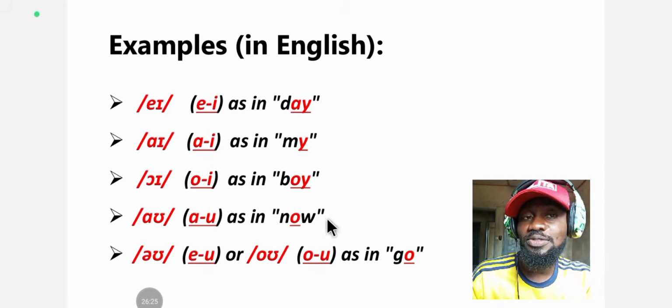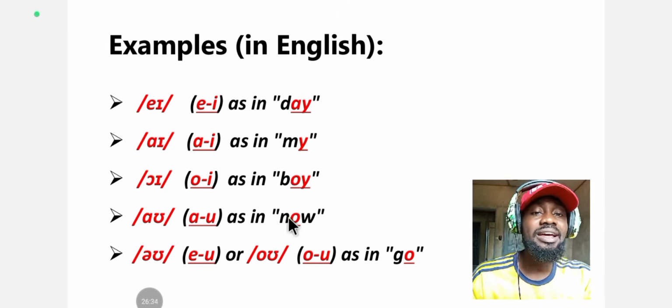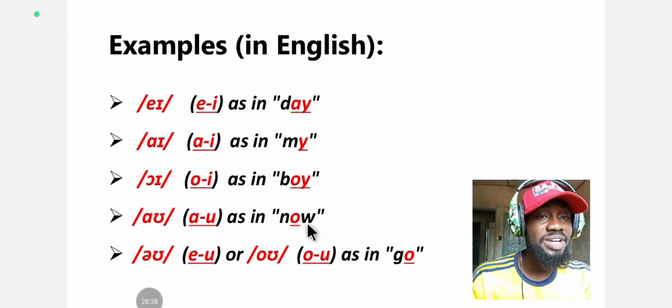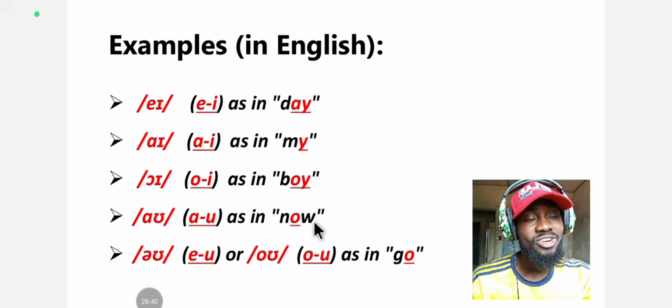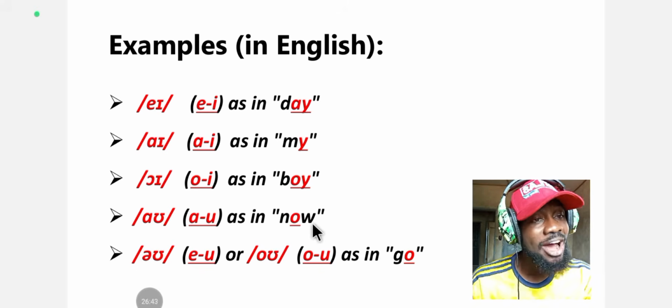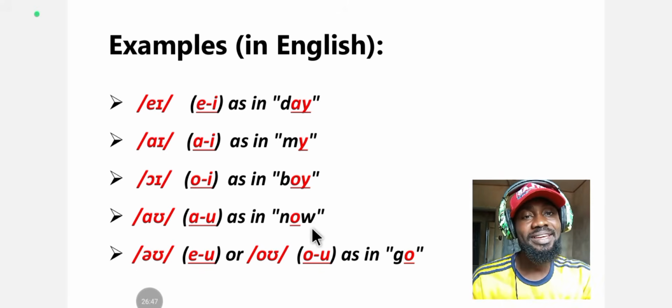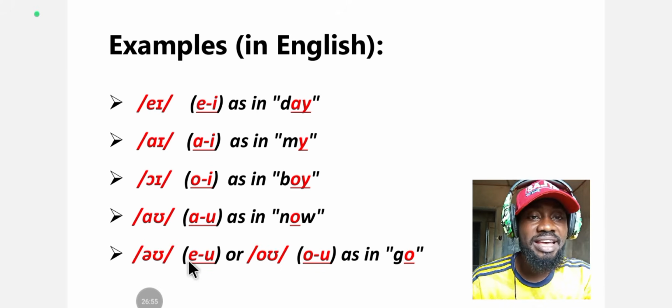That's diphthong for you. Ow. So I know that some parts of Nigeria they call this na. Come here, na. It's not now, it's now. Okay? Now. The next example we have here is E and U.